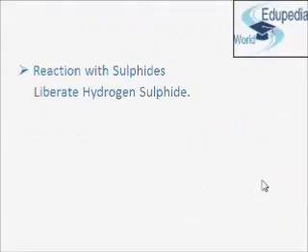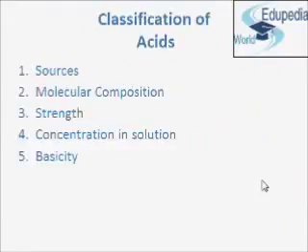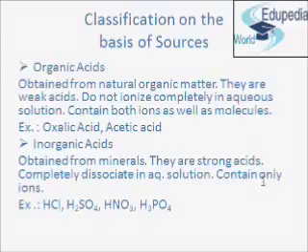Now we will discuss classification of acids. Acids can be classified on the following basis: on the basis of sources, second on the basis of molecular composition, third on the basis of strength, fourth on the basis of concentration in solution, and fifth on the basis of their basicity. First we will discuss classification on the basis of sources.